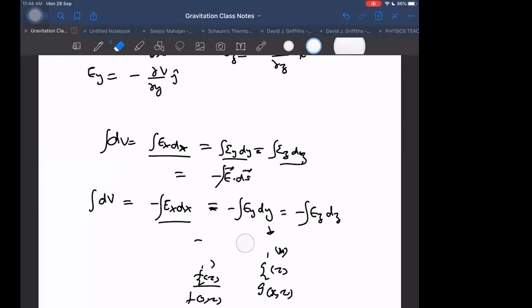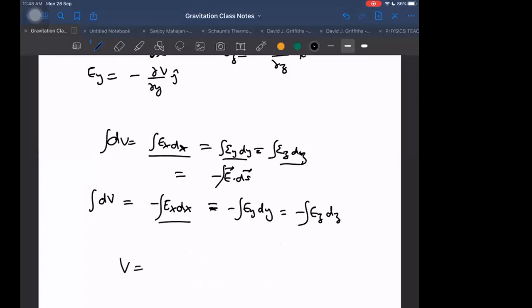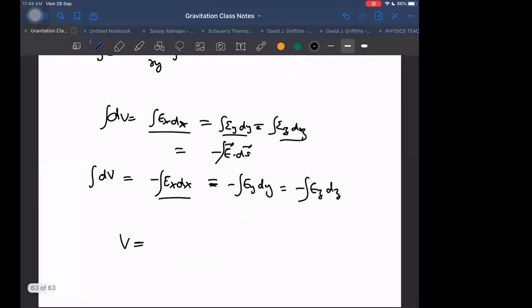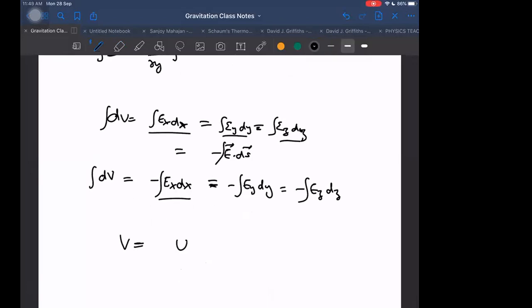So overall, if I do these three integrals, then what should I write as the total function for V? If I want to write V as a function of x, y, z, then I should be writing the union of whatever I obtain from Ex dx, whatever I obtain from Ey dy, and whatever I obtain from Ez dz. I should take the union. I don't know how to represent the union of these three integrals. How do we represent union?